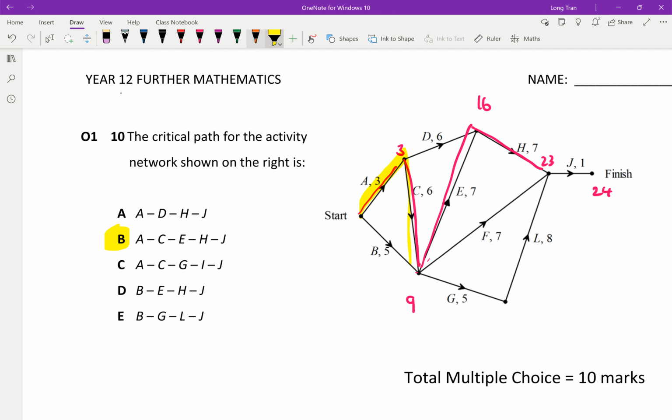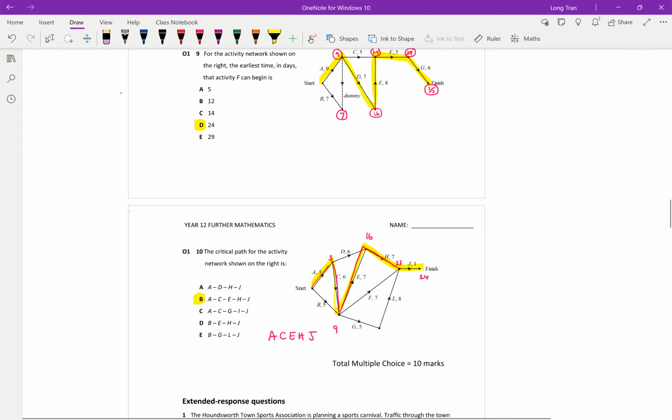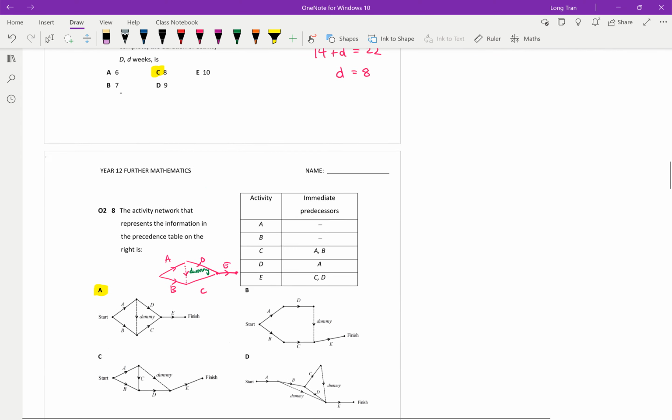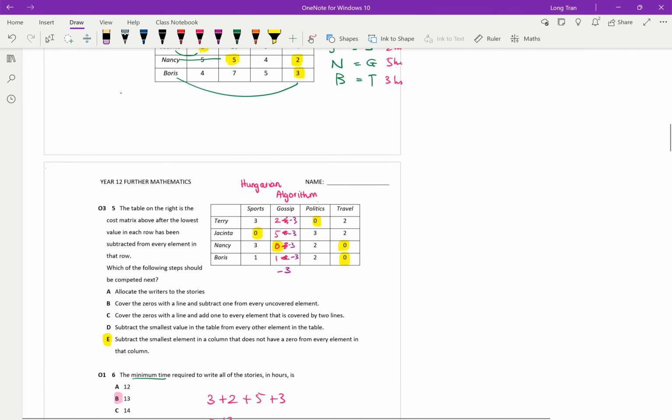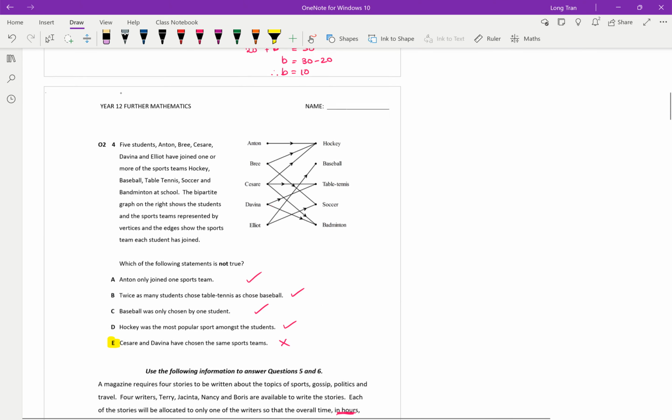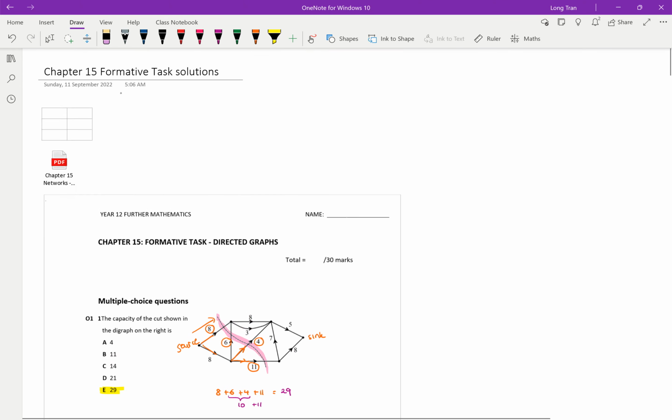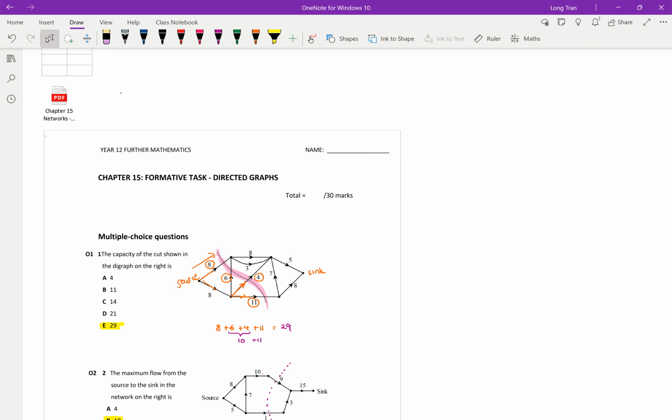So there we go. Here's my critical path. Okay, so the edges I've just highlighted were A, C, E, H, and J. And there you go. That's why it's B. Okay, so this section here is just to show you how to do the multiple choice questions. Hopefully that helps clarify some of the things that you've learned in chapter 15. In the next video, I will do the short answer questions.